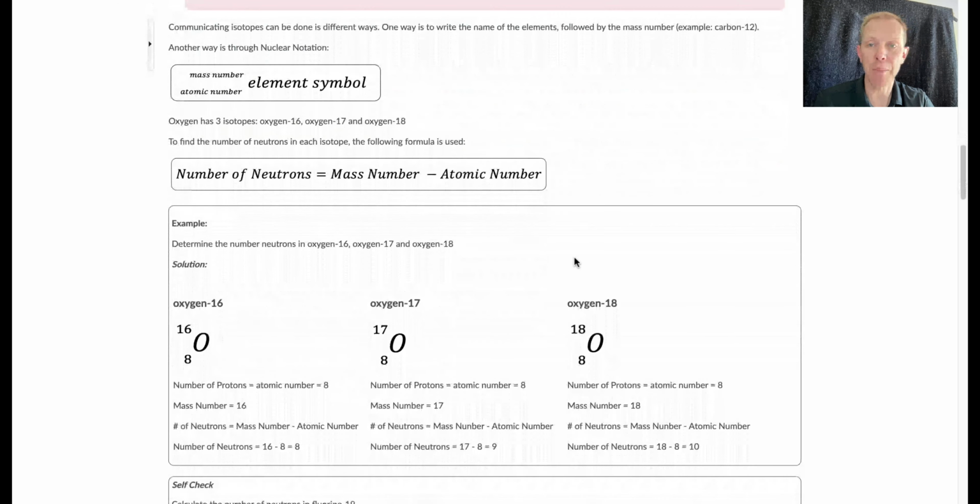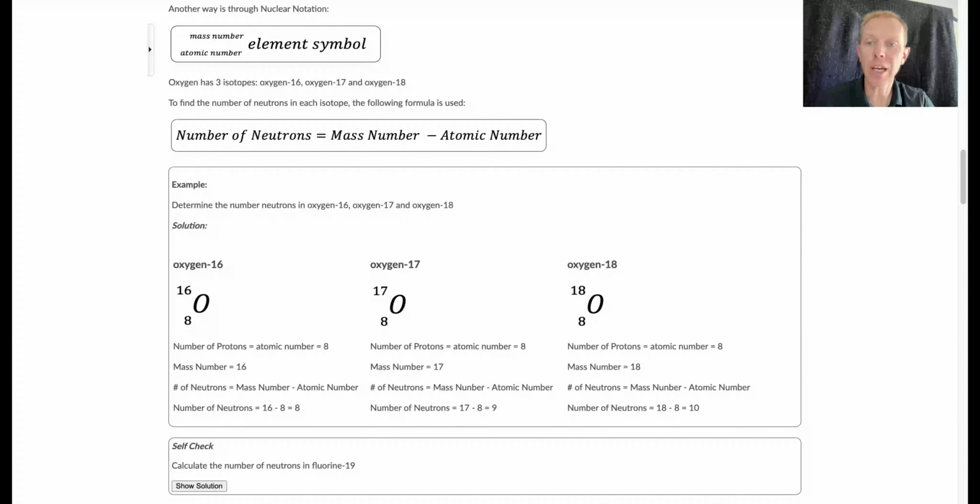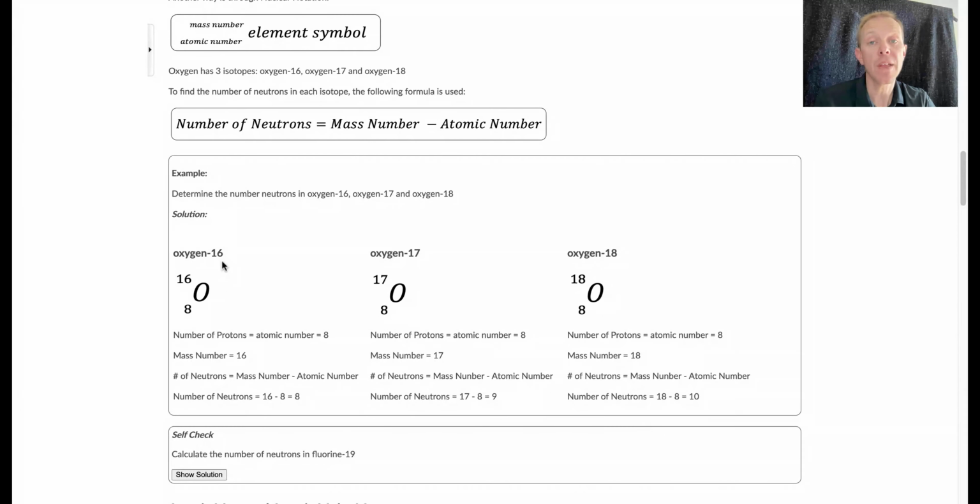Let's take a look at some examples right here. If we take a look at oxygen-16, this is an isotope of oxygen. All of these different isotopes are going to have different numbers of neutrons in the nucleus of the atom. So oxygen-16, we see it has a mass number of 16 and an atomic number of 8. If we want to figure out the number of neutrons, we'll take the mass number and subtract the atomic number. This will be 16 subtract 8, and we'll get 8. So oxygen-16 has 8 neutrons in its nucleus.